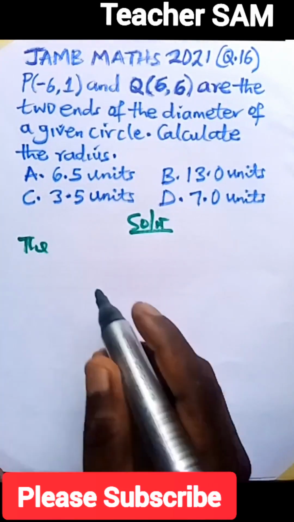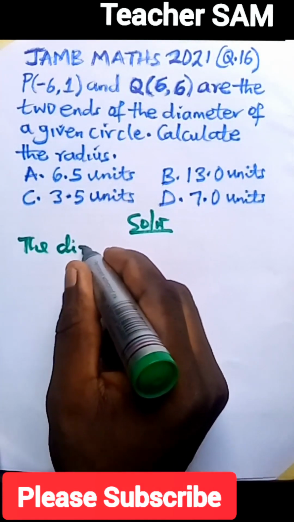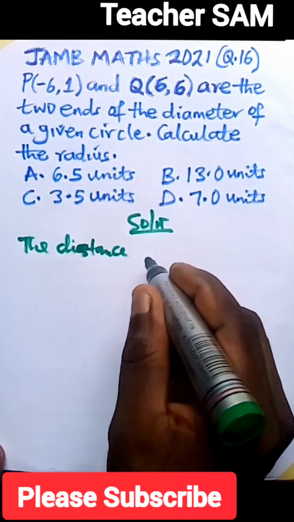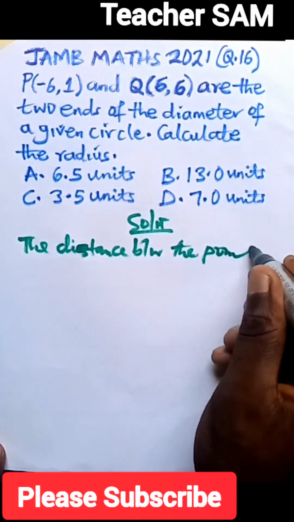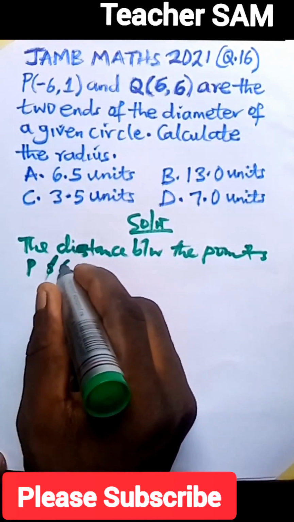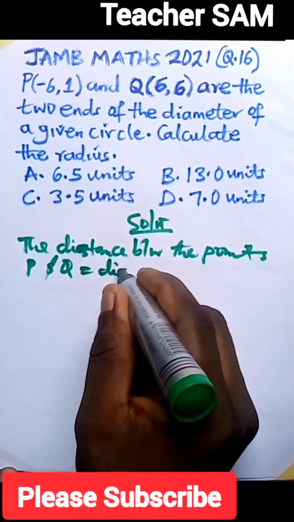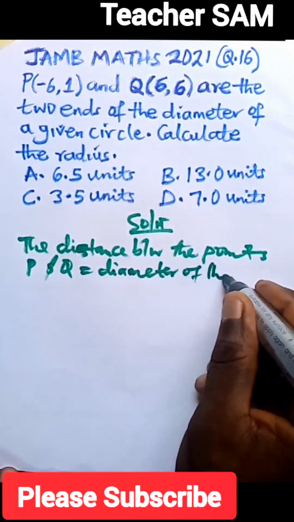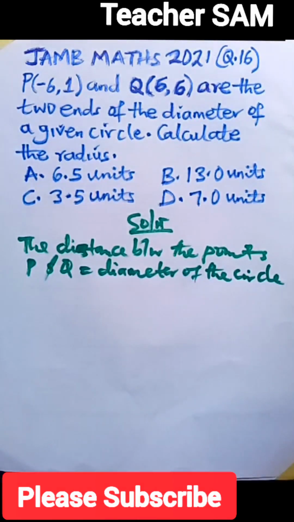We know that the distance between the points P and Q is equal to the diameter of the circle. So that is what we were given from the equation.